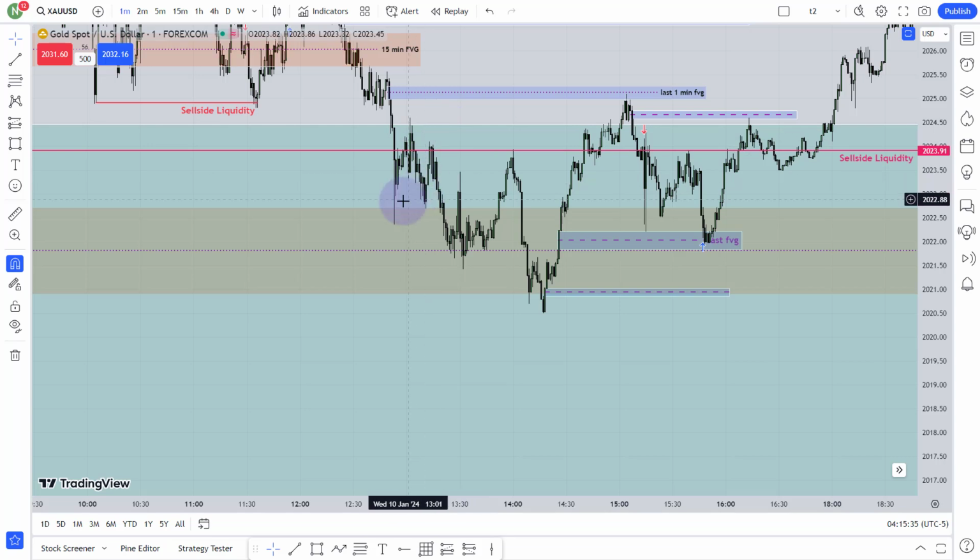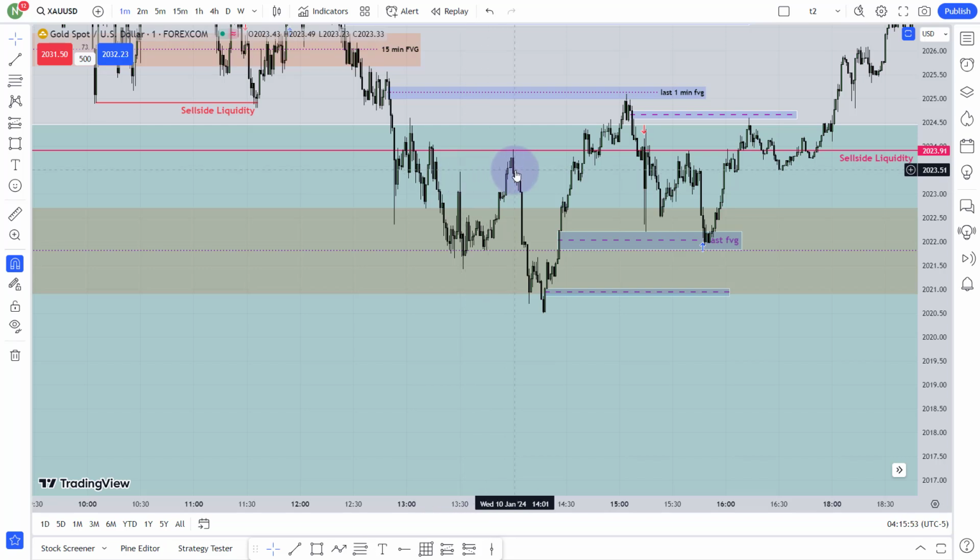I didn't see any buy setup. Market will take the sell side liquidity, market structure shift, fair value gap entry, boom. No, there is no setup over here. Price came back one more time over here to the consequent encroachment, and there is a market structure shift. This is also a market structure shift.